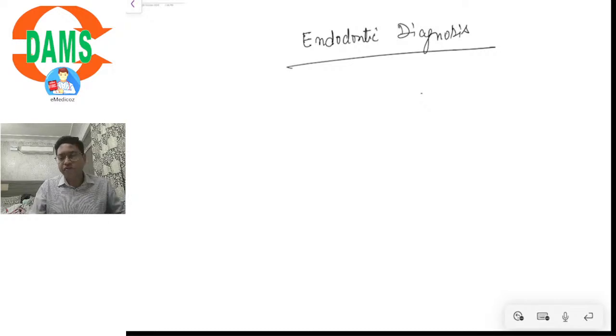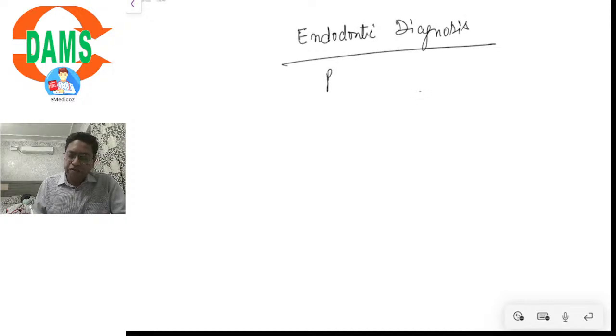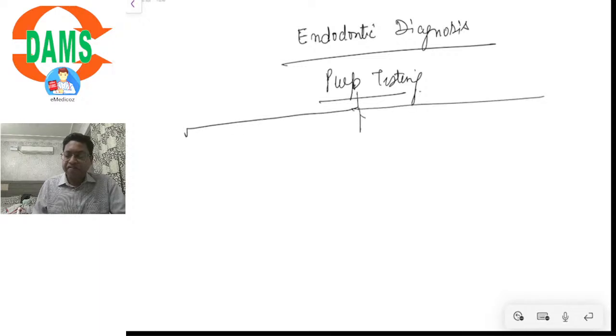Basically, endodontic diagnosis means we have to diagnose the pulpal conditions. Endo means something inside the tooth, and the pulpal status. So if we have to talk about testing of the status of the pulp, which is simply called pulp testing, it can be classified into three broad categories of diagnostic tests that we employ.